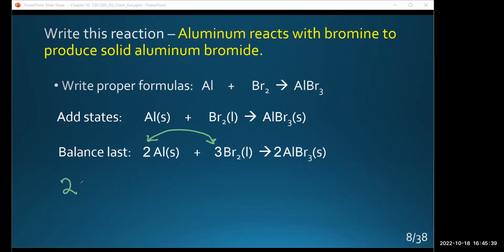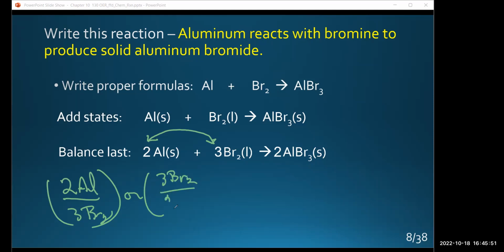I can write one ratio as so, or I can invert it with the bromine in the numerator and the 2 aluminums on there. And I can do the same for bromine and aluminum bromide, and the same for aluminum and aluminum bromide. So I got a total of 6 ratios. Which one I use depends on the question.